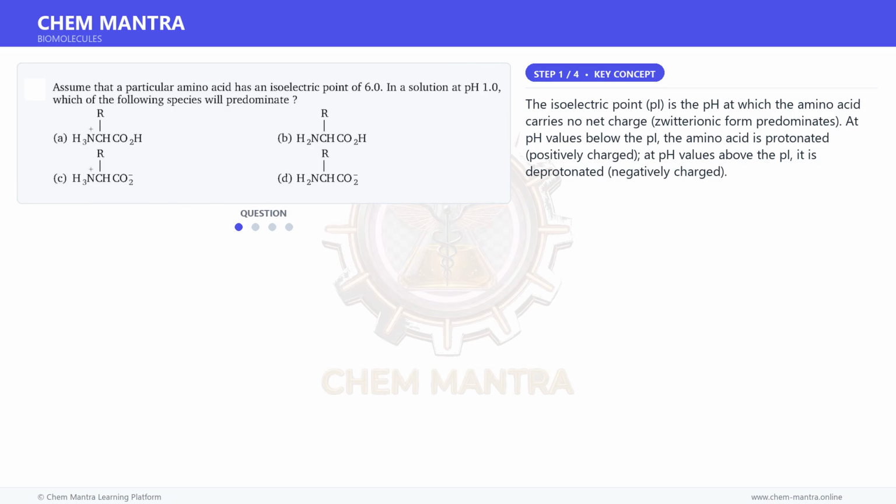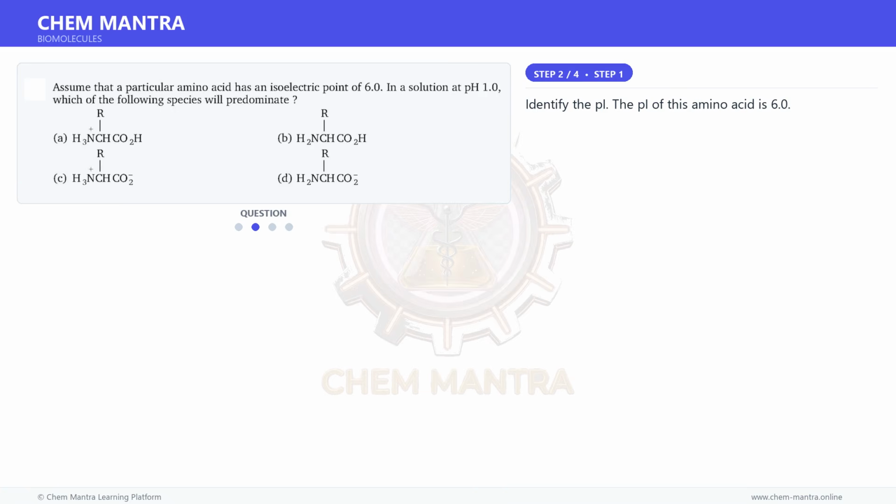The isoelectric point, pI, is the pH at which the amino acid carries no net charge; the zwitterionic form predominates. At pH values below the pI, the amino acid is protonated, positively charged. At pH values above the pI, it is deprotonated, negatively charged.